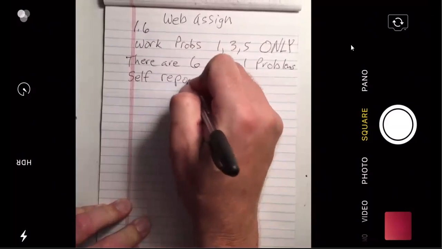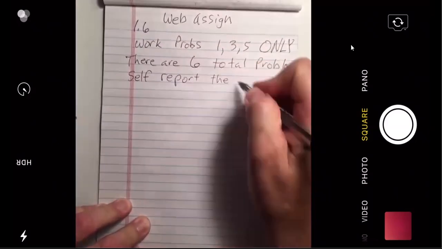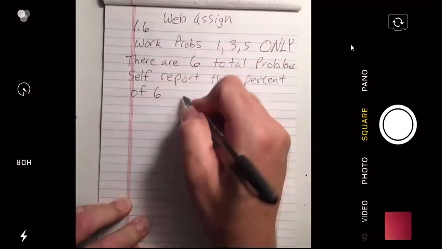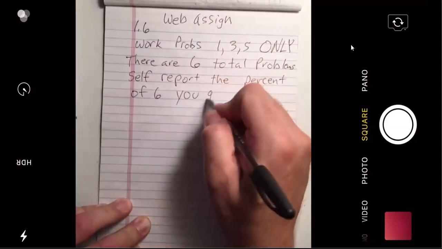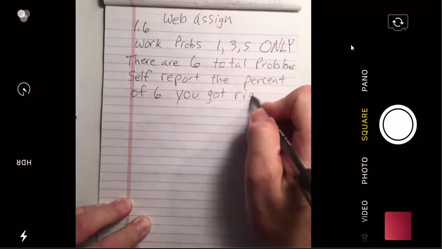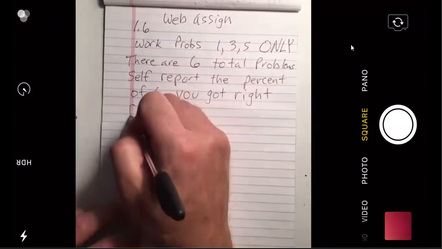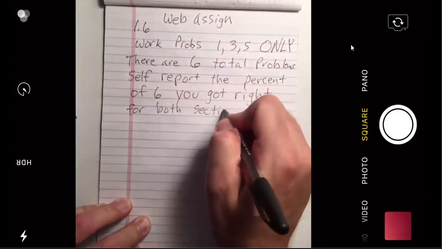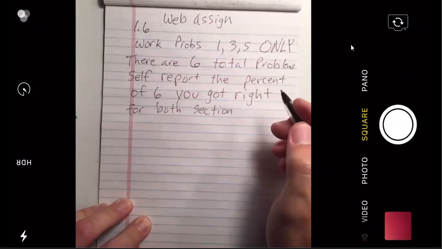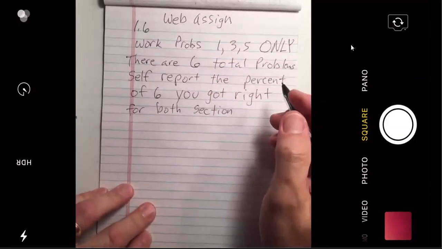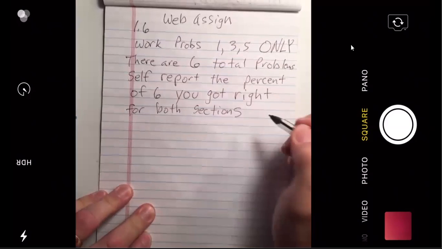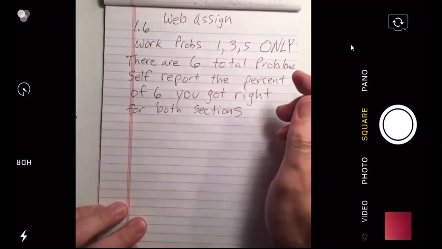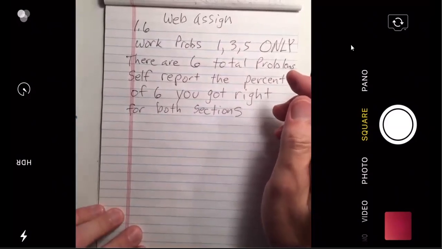Self-report the percent of 6 you got right for both sections on the Google form. Get all 6 right, tell me 100. 5 out of 6, I think that's 83% for both sections. I've left a bunch off the WebAssign. Don't thank me all at once.